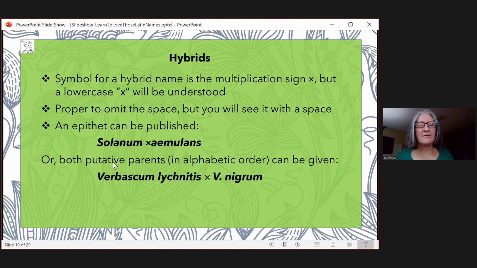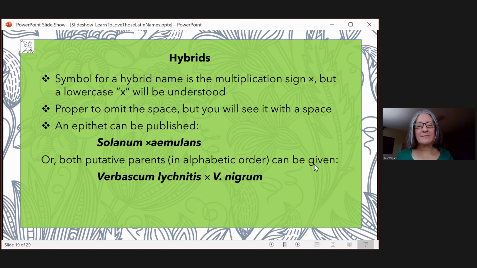The other thing is if you have both putative parents, putative meaning we probably haven't done the genetics to actually prove that those were the two parents, but it seems like the logical conclusion. So I'm using the term putative. You put them in alphabetical order. So if you have a hybrid of Verbascum lychnitis and Verbascum nigrum, you would write it like this. And in this case, most of us put the × with a space, or the multiplication sign with a space. That's how hybrids are named.